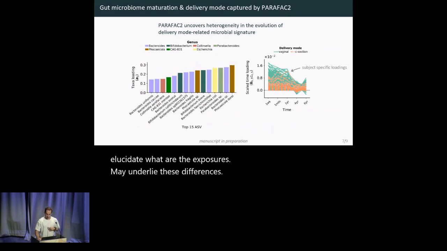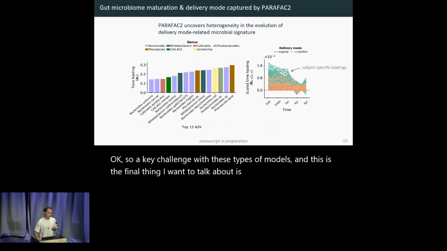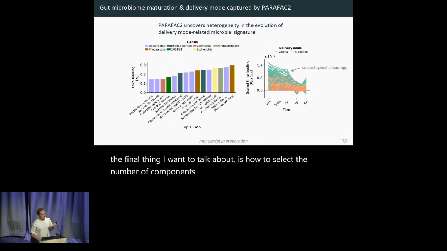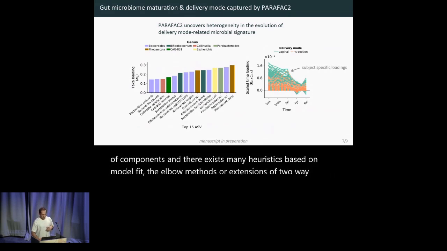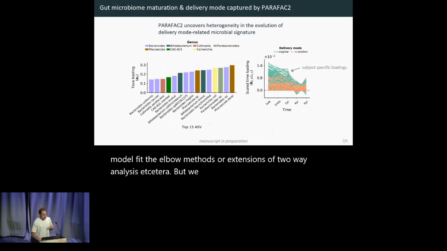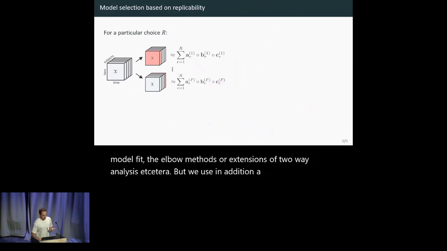Okay, so a key challenge with these types of models, and this is the final thing I want to talk about, is how to select the number of components. And there exist many heuristics based on model fit, the elbow method, extensions of two-way analysis, etc. But we use, in addition, a replicability-based approach.